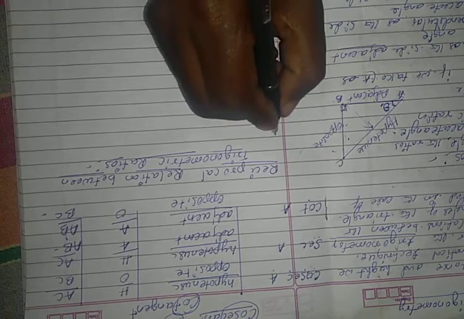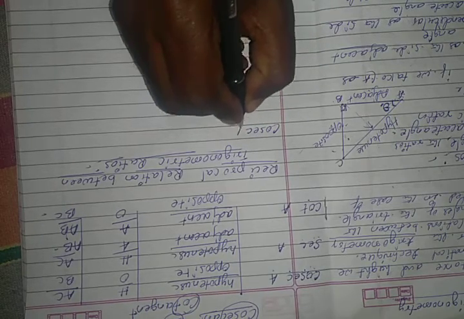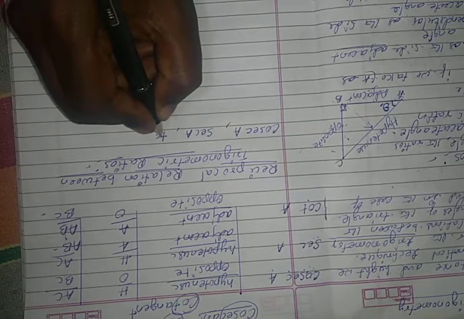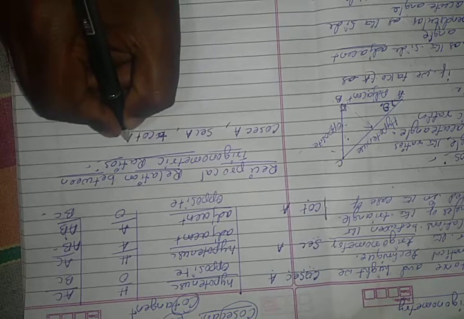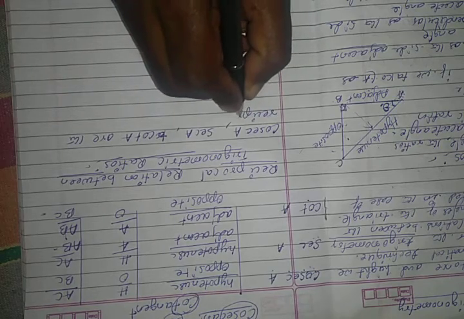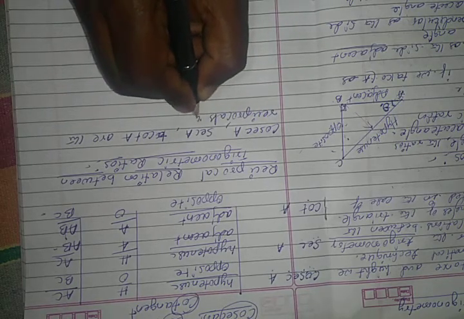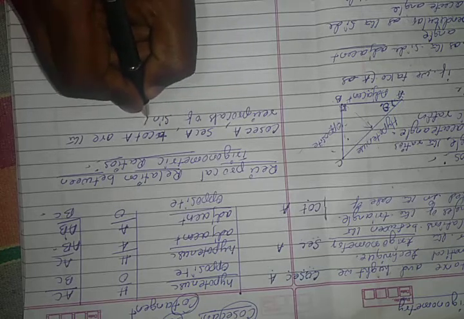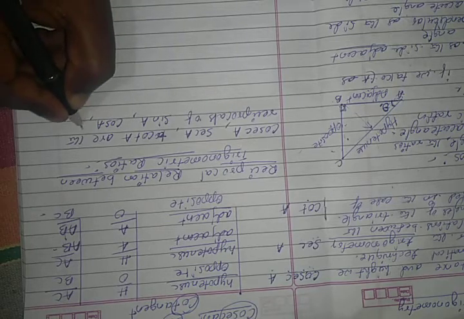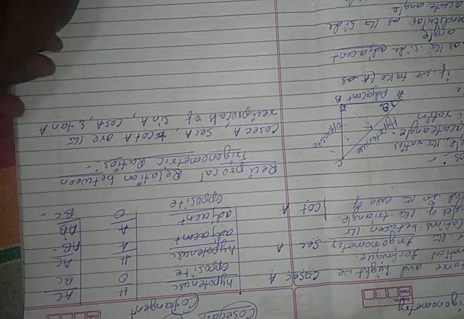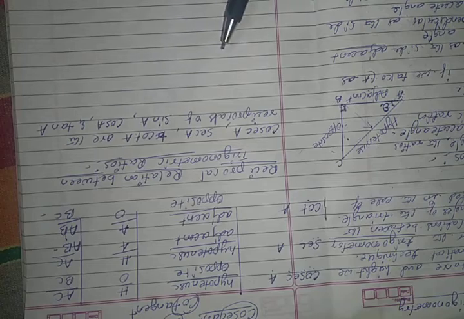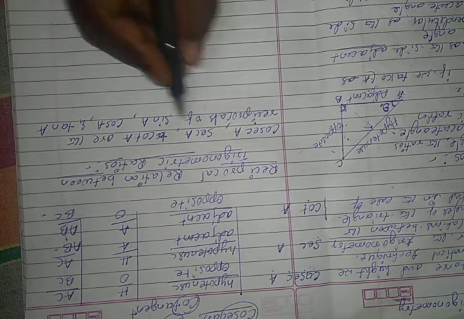Right, once again. Cosecant A, secant A, and the last one, cot A, are the reciprocals of sin A, cos A and tan A respectively. Very important.